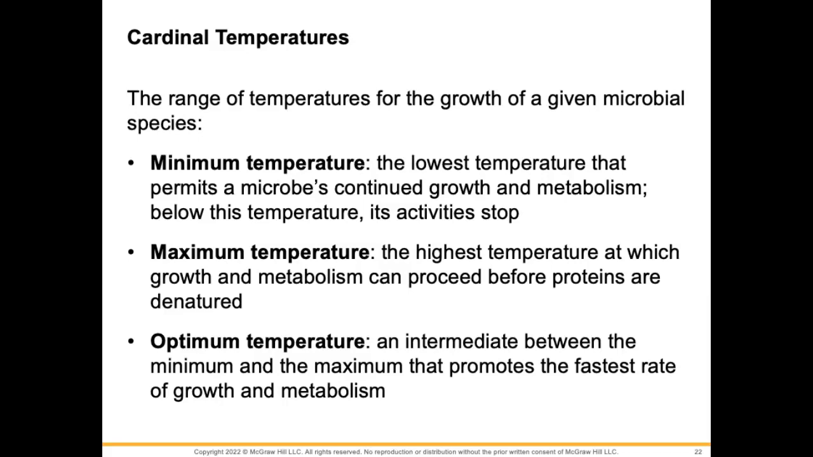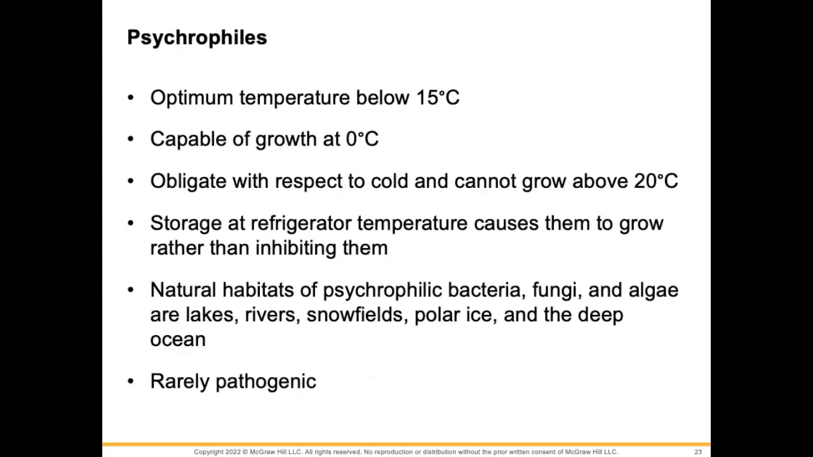Minimum temperature is the lowest temperature that permits the microbe to grow and survive. The maximum temperature is the highest temperature at which growth and metabolism can proceed. And optimum temperature is the best temperature, the favorite temperature this microbe prefers, which promotes the fastest rate of growth and metabolism. So we're going to go over a few different categories of these microbes.